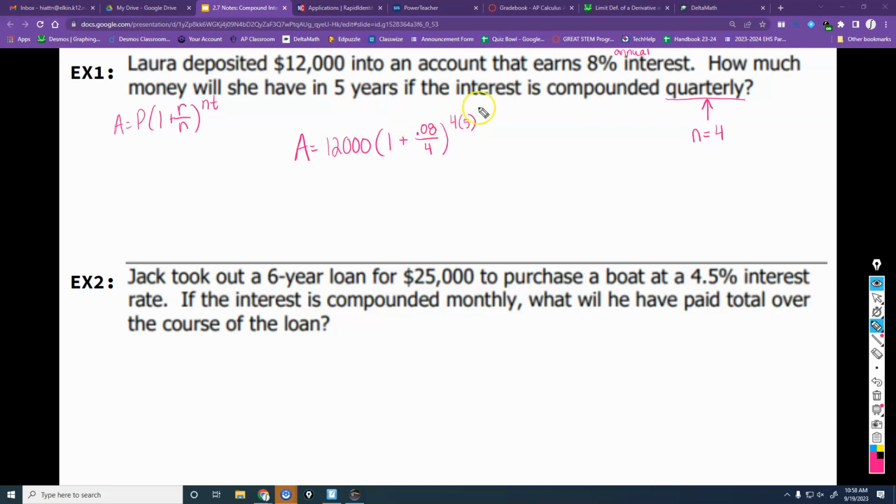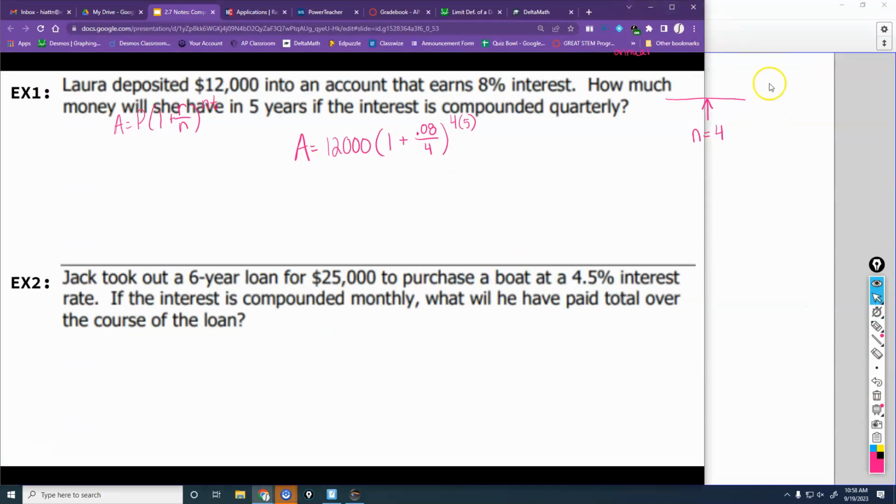Essentially what this does is it makes your annual rate a quarterly rate, and instead of having the number of years, you have the number of quarters up here, right? 4 times 5 would be 20. There's 20 quarters in 5 years. But you don't have to think about that too much. We can type this into a calculator or Desmos here.